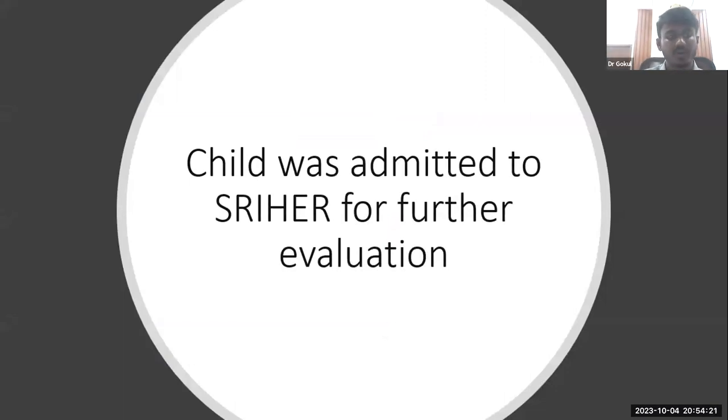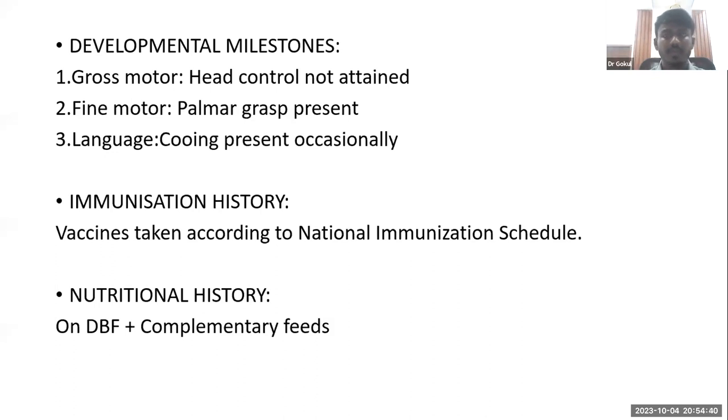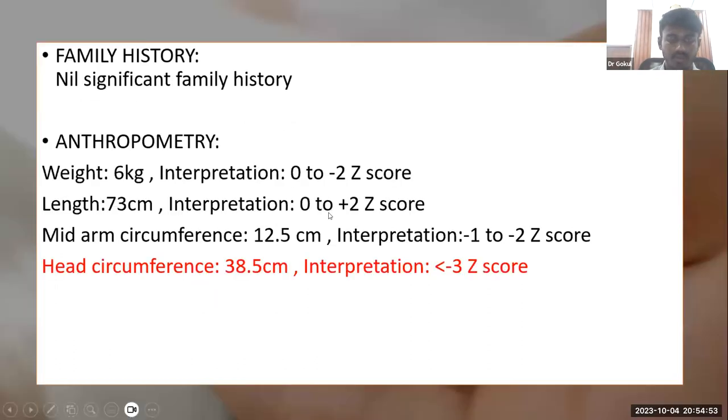So the child was admitted for further management. This is the initial presentation. There were intermittent spasms of the upper limbs. Developmental milestones: gross motor, head control not attained; fine motor, palmar grasp was present; language, cooing present occasionally. The child was immunized according to NIS, and nutritional history was DBF and complementary feeds. Family history: nil significant other than third-degree consanguineous marriage.